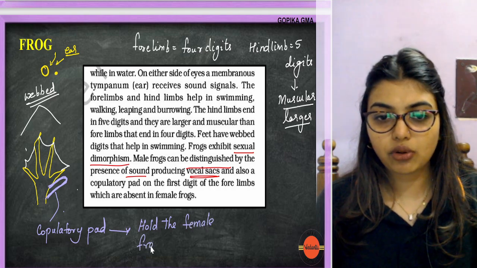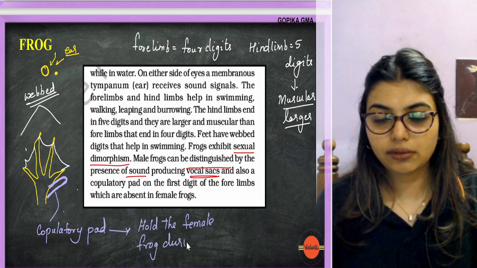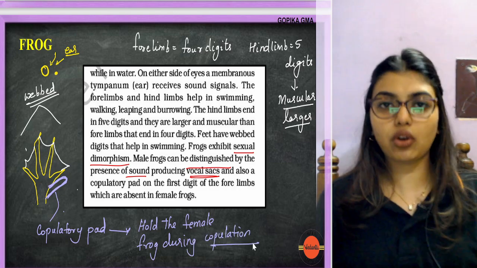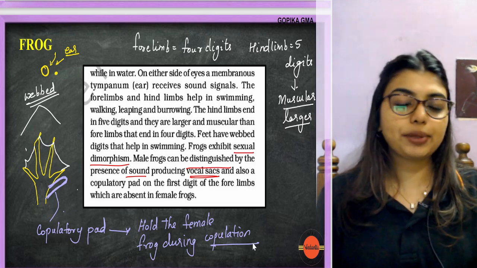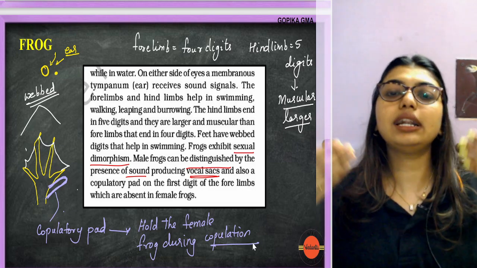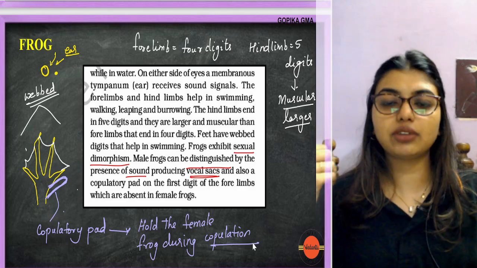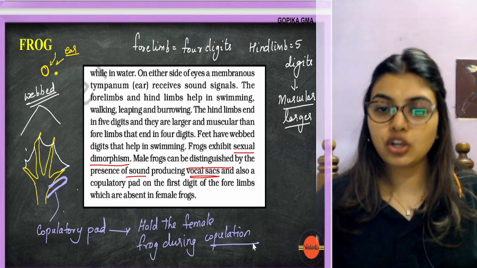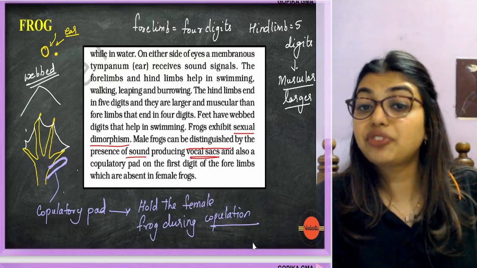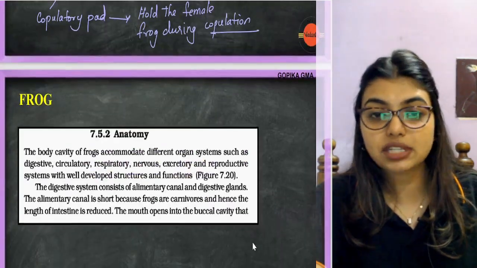Got it? So to make sure that the frog is releasing the eggs, this copulatory pad will hold the female frog in place so that she will not move anywhere. They stay there during the copulation. Clear? So, copulatory pads are on the first digit of the forelimbs, which is absent in female frogs.